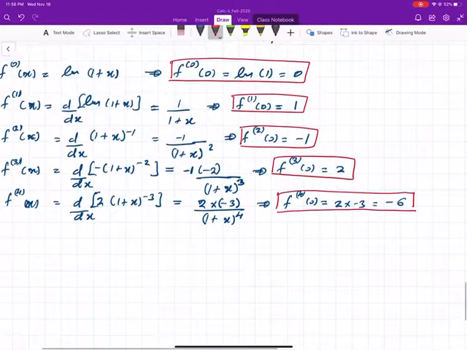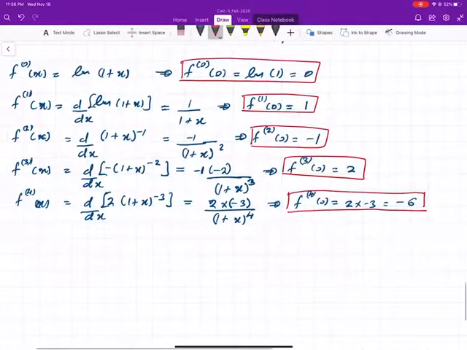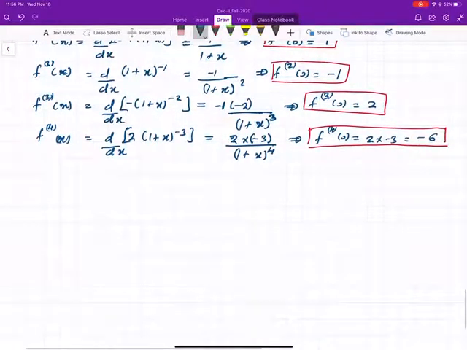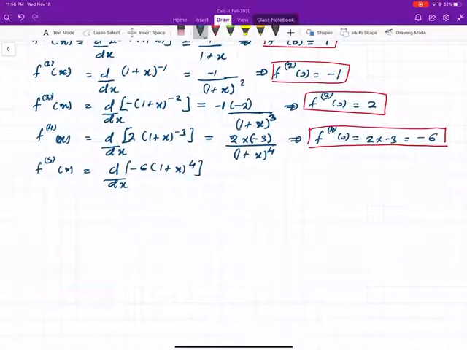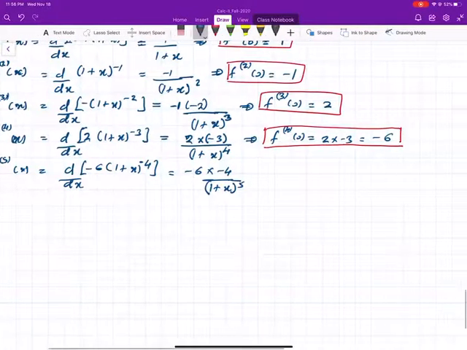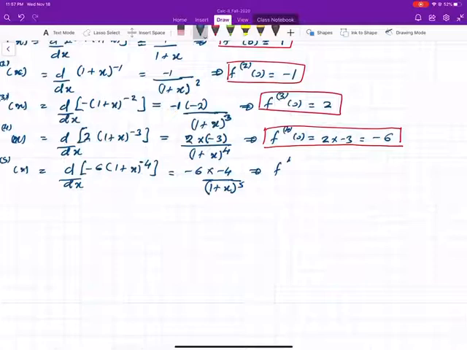Okay, I don't know whether you see a pattern. I see a pattern, but anyway, let's do the next term too. I'm doing only one extra term, so you can really understand the pattern. f5 x, which is d over dx, the derivative of minus 6, 1 plus x to the power 4, which is minus 6 multiplied by minus 4 over 1 plus x to the power 5. Okay, and then plug x equals 0, and then this is 24.